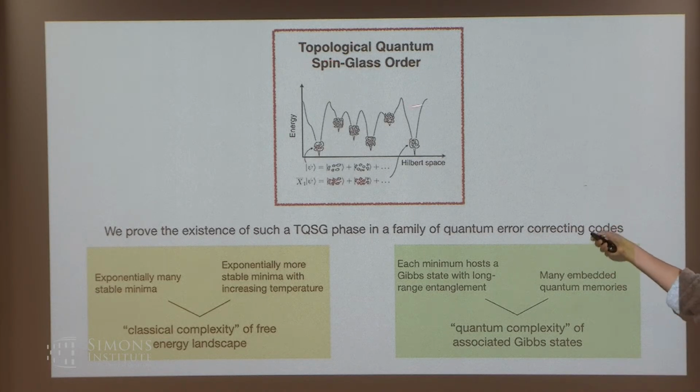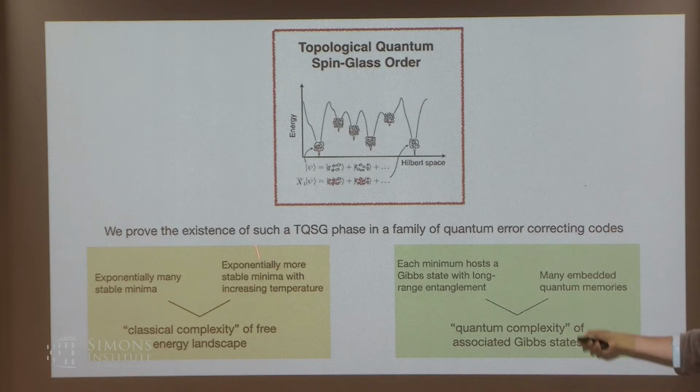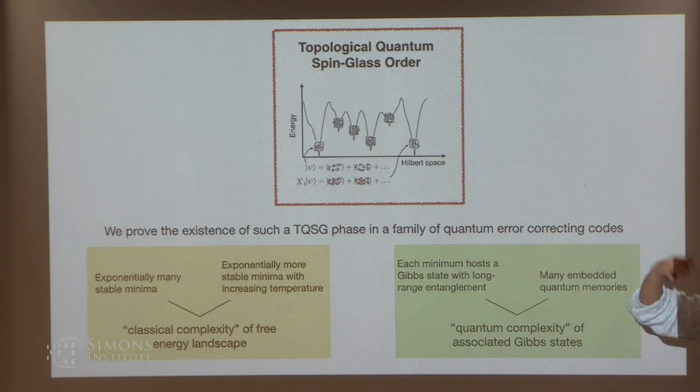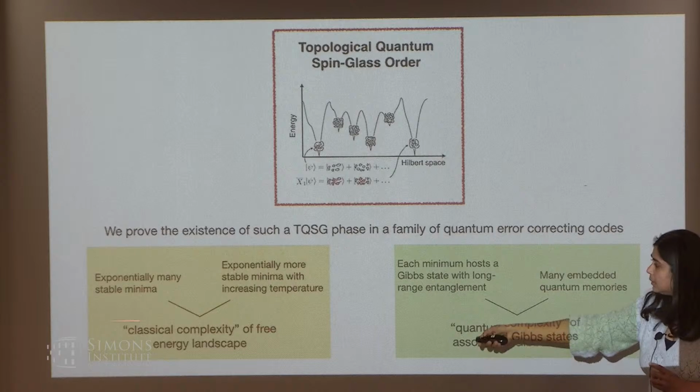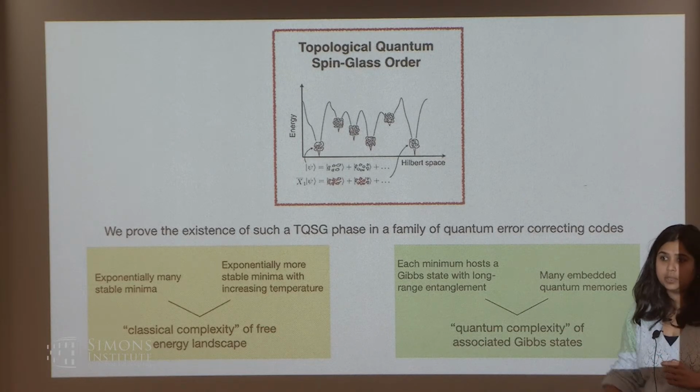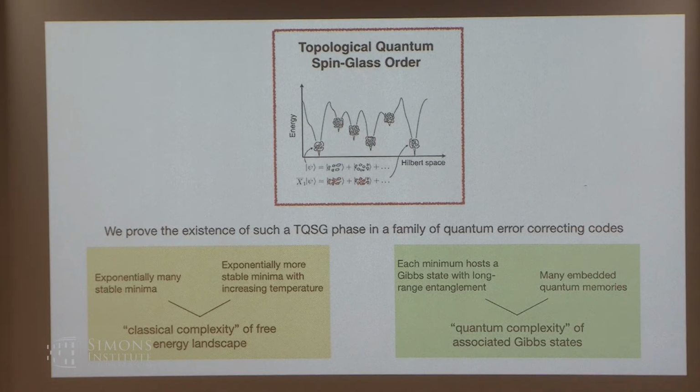It's going to have spin glass order first. What you should think of when I say spin glass order is exponentially many stable minima, and exponentially more stable minima with increasing temperature. So you have many different equilibrium Gibbs states. And in addition, this can be thought of as a type of classical complexity of the free energy landscape that's coming from the spin glass part of the name.